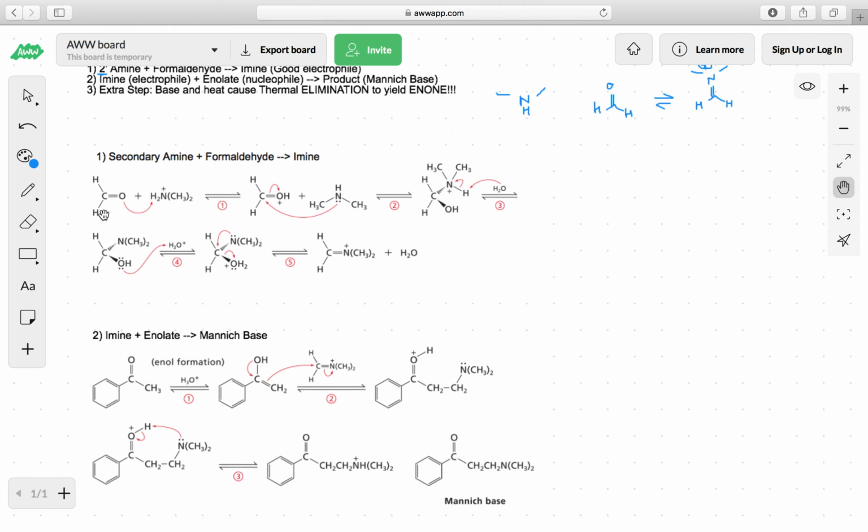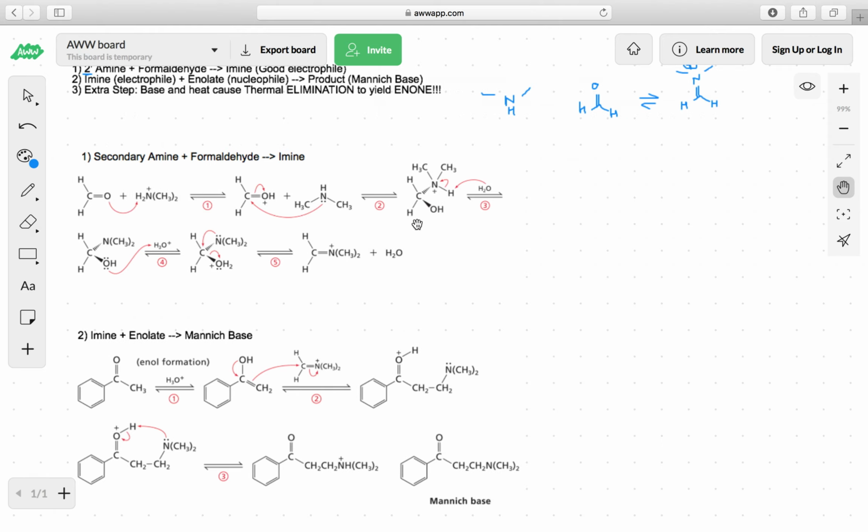So we start off with our formaldehyde here, and because we're working in acid, we're going to protonate it first. And we always remember that protonating a carbonyl creates a good electrophile. So we have protonated it and we have a good electrophile. So naturally, the next step is nucleophilic addition by our amine. And our amines are pretty decent nucleophiles, so this makes sense. So it's going to add on now.